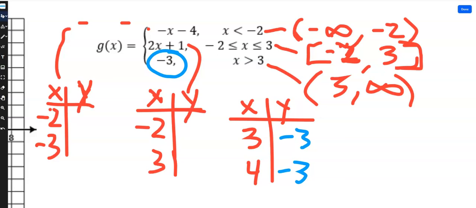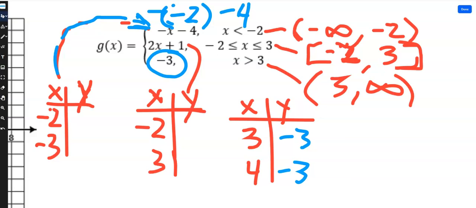So now we can go back and plug things in, for instance, plug this table into this one. The opposite of -2 minus 4 would be 2 minus 4, which is -2. And if I change that to a -3, the opposite of -3 is 3, and 3 minus 4 would be -1. Now I can take these and plug them in here. 2 times -2 is -4, plus 1 is -3. Plugging in 3, 2 times 3 is 6, and 6 plus 1 is 7.